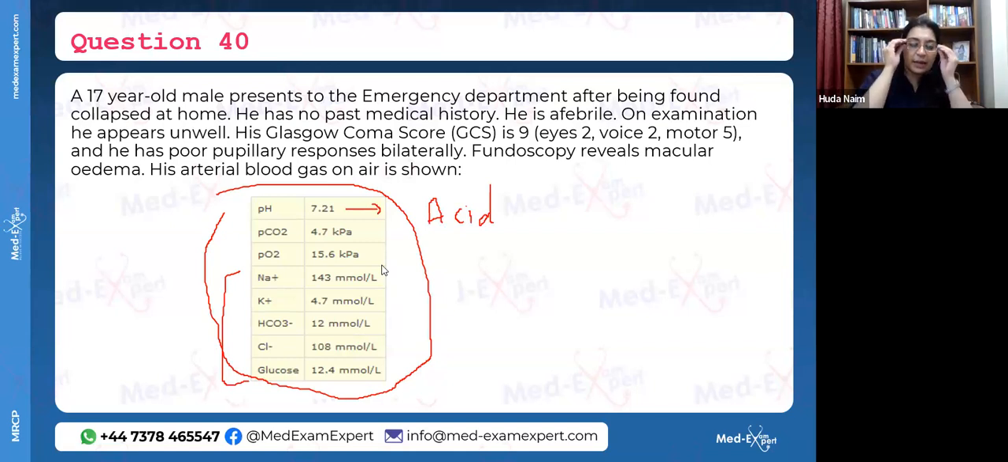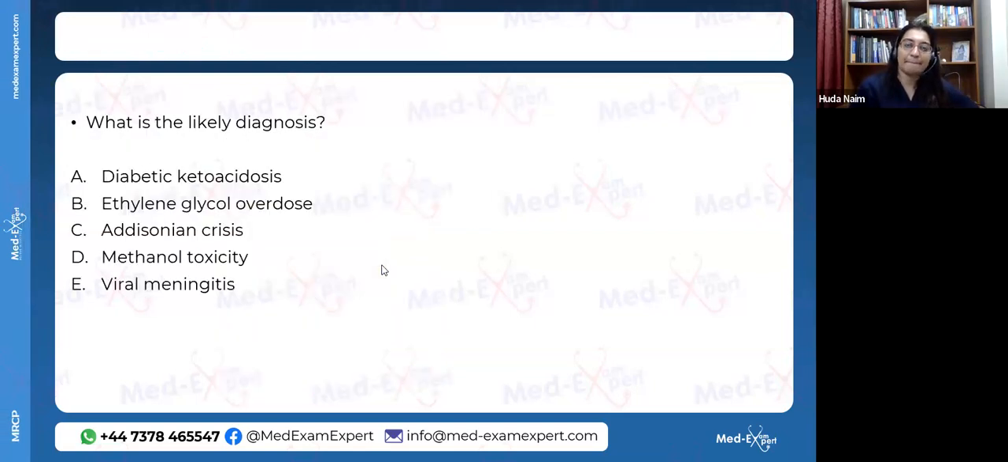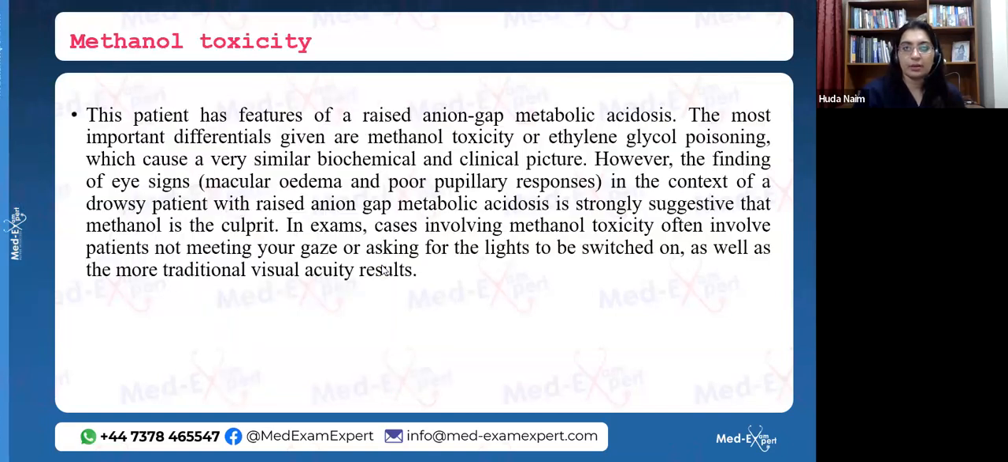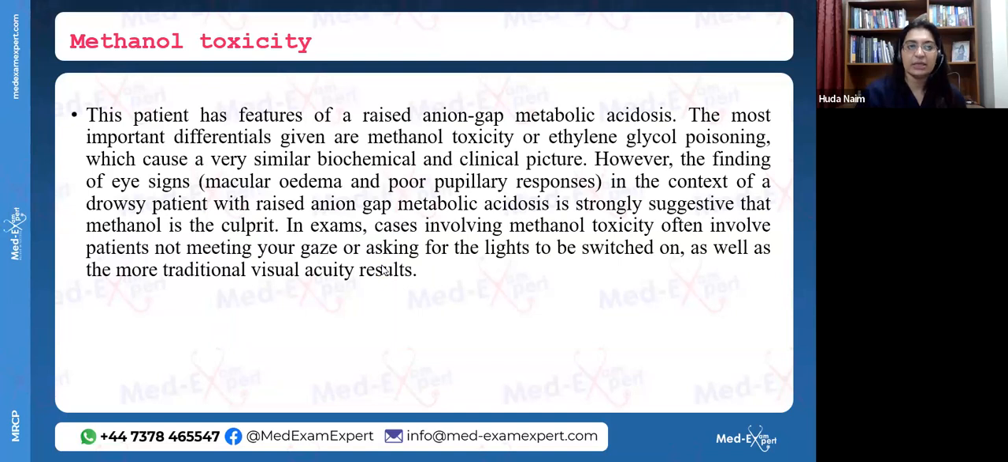So when do you see a raised anion gap metabolic acidosis out of these conditions? Very good. It would be methanol toxicity. Whenever you have a question like this, it means that you have to calculate the anion gap. Please be very careful. Whenever they tell you about the eye involvement after a toxicity, that always means methanol toxicity.